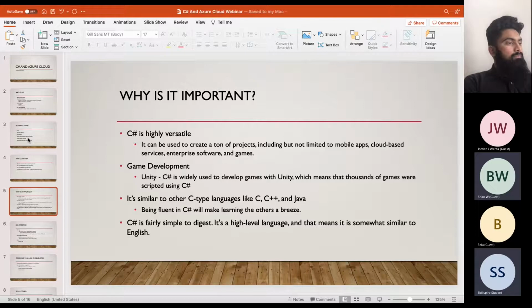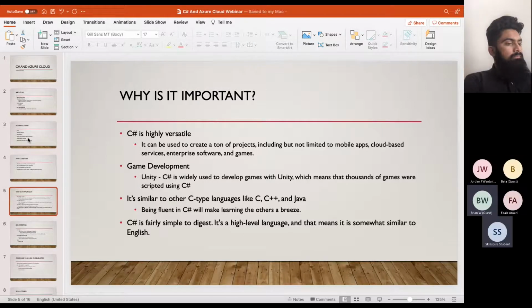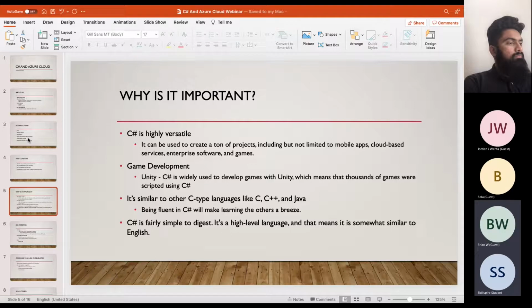Game development is really popular with C#. One of the biggest platforms where we create games, which is called Unity, is used with C#. And I would say almost 95% of the games that you have ever played or heard of are scripted using C#. Okay, so I have a lot of students who are really intrigued and interested in game development, and C# is a place to start with that.